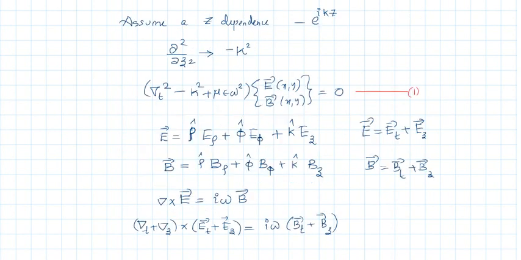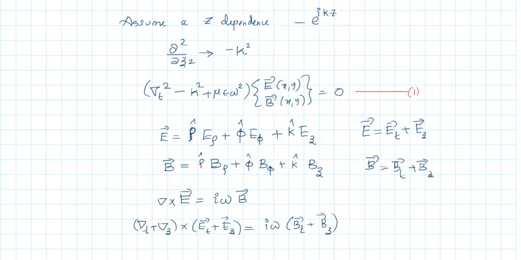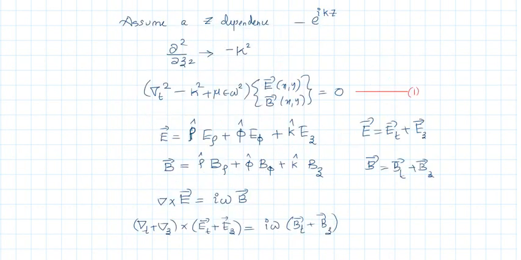Now consider the last term, ∇z × Ez. What is ∇z × Ez? Both are in the k cap direction, so the cross product will be 0. Now there are two more cross terms, ∇t × Ez and ∇z × Et. So ∇t × Ez plus ∇z × Et is equal to iω into the remaining term on the right hand side, iωBt. Call this equation number 2. What is our equation number 1? It is the wave equation in E and B.